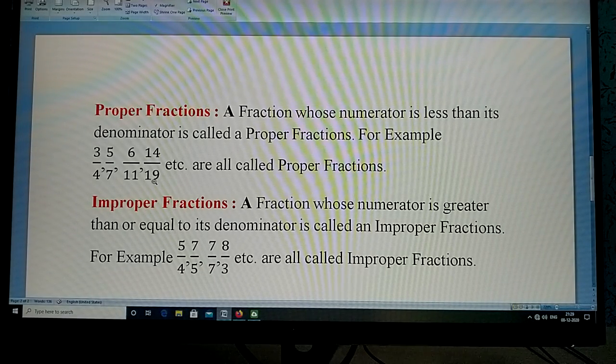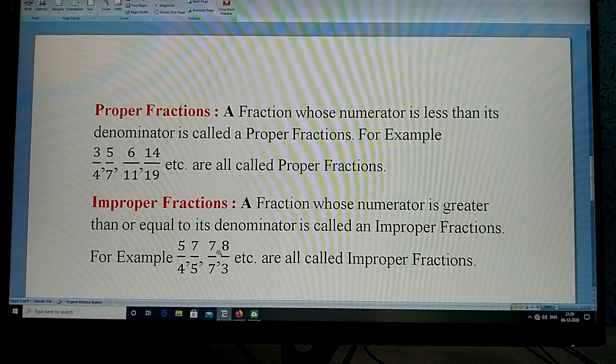Now next is improper fractions. So what are improper fractions? A fraction whose numerator is greater than or equal to its denominator is called an improper fraction. For example, 5 by 4, 7 by 5, 7 by 7, 8 by 3. In all these cases you see that the numerator is greater than the denominator. 5 is greater than 4, 7 is greater than 5. Or it can also be that the numerator and the denominator are equal, but not 1, okay?